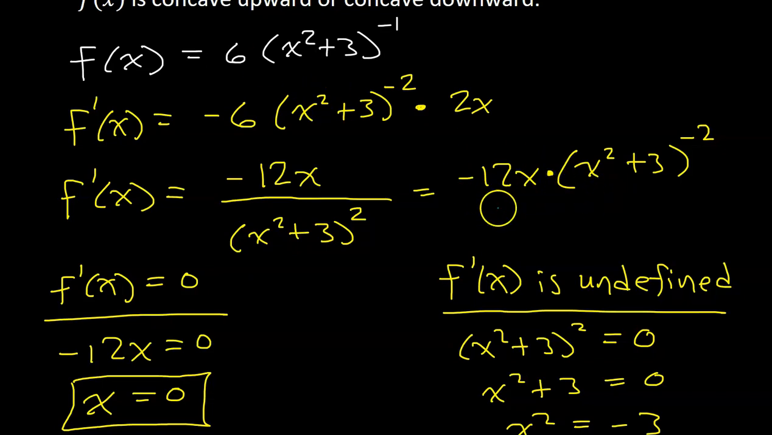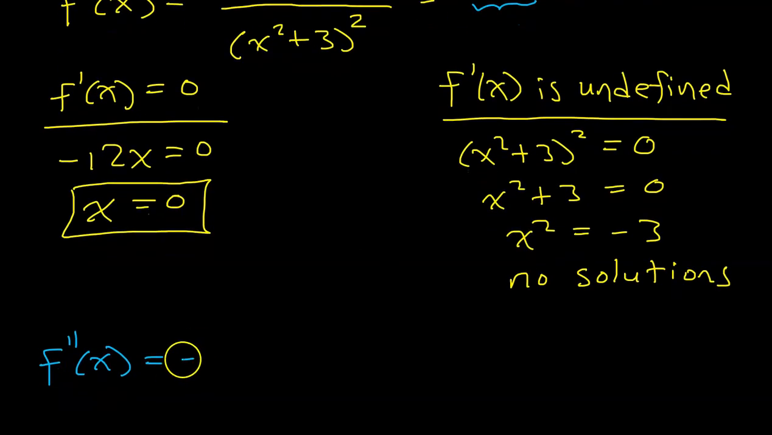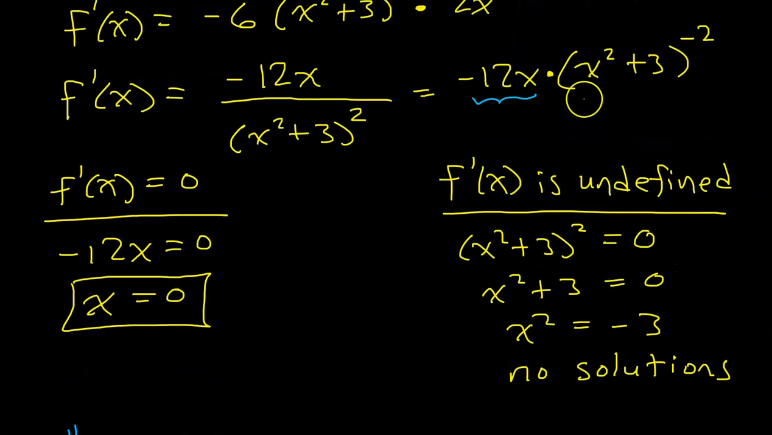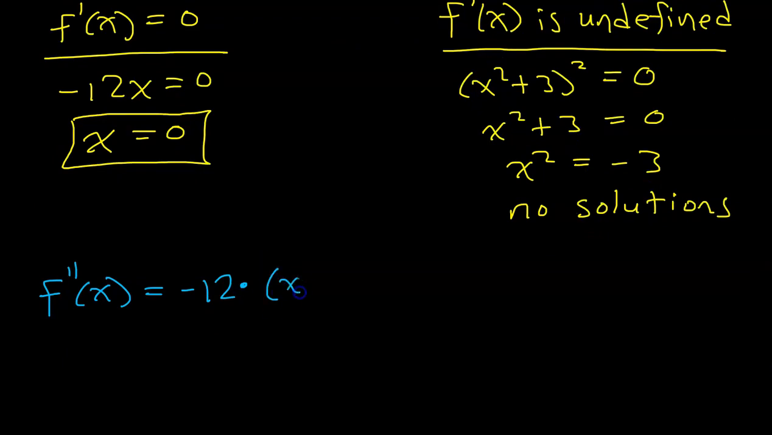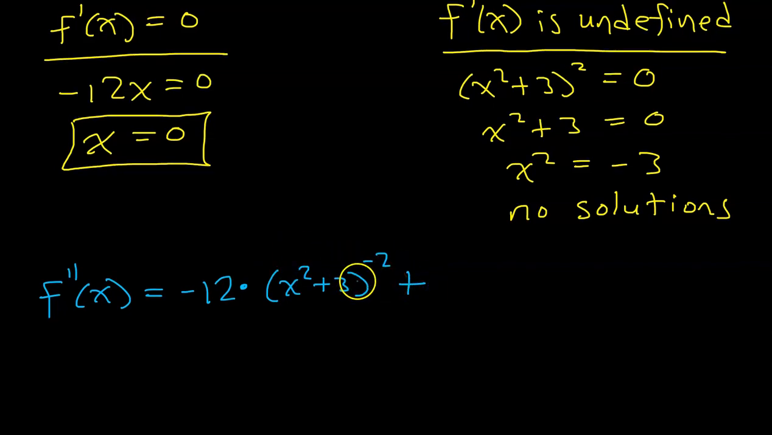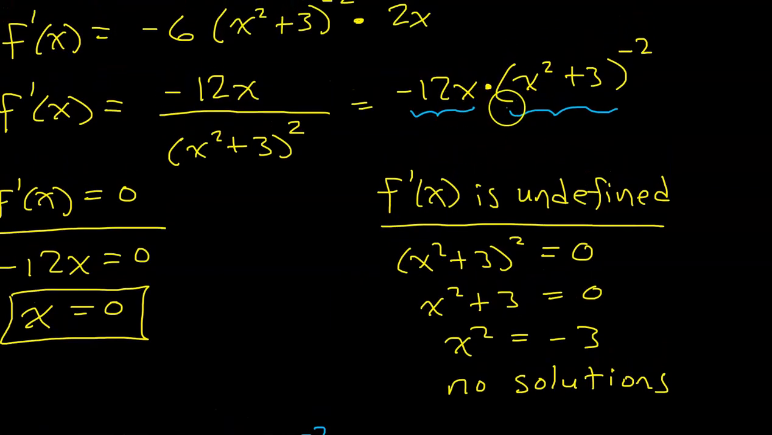So when I find the derivative, according to the product rule, first you take the derivative of the first factor. So the derivative of negative 12x is negative 12. So I will start off with a negative 12. And then you multiply by the second factor, which you do not change. So I'm going to keep my x squared plus 3 to the negative 2 power. Okay? And then you add, and then you switch.